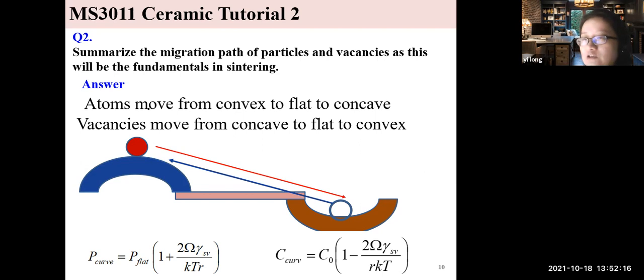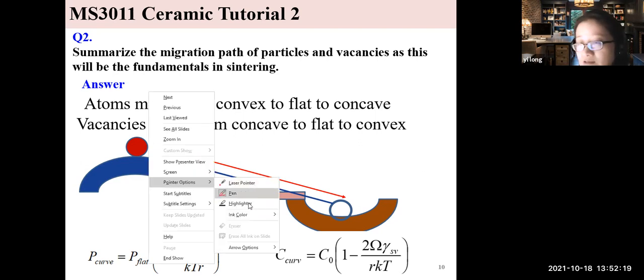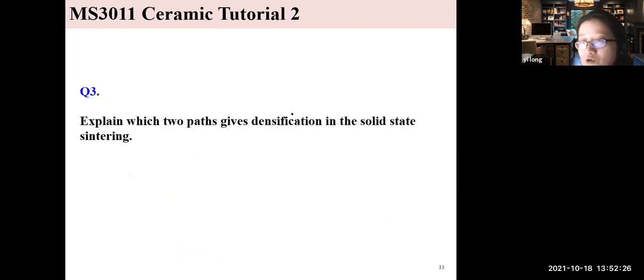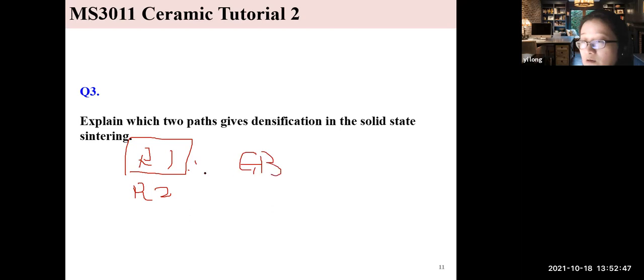Okay, so continue. This is a very important concept of material science, and it's also fundamental in sintering. Explain which two paths give densification in solid state sintering. Remember, in the first part we mentioned there's route 1 and route 2. The big difference is in route 1: if you want densification, make sure your grain boundary densifies first. Am I correct? Followed by what?